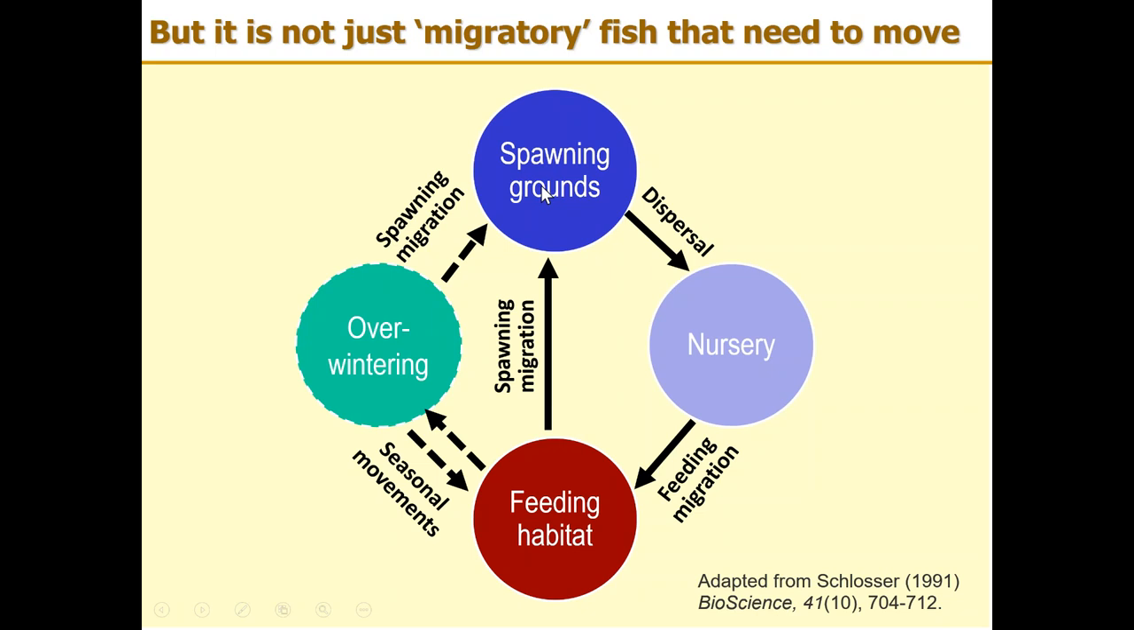They may go back to the spawning ground and repeat this cycle again, or they may, in some cases, spend the winter, or in some cases the summer, in a different part of the river. Those are seasonal movements. And from that overwintering habitat or overwintering ground, they may then go back to the spawning ground. So yes, it is true that some freshwater species spend a lot of their time in very localized and limited home areas, but it is also true that they need to disperse during critical stages in their life cycle. So what happens if they don't?